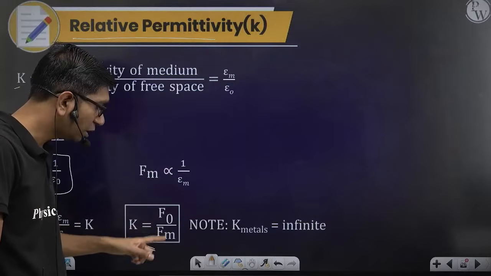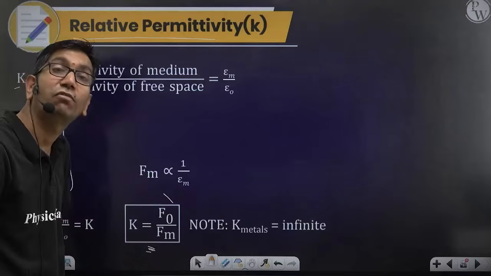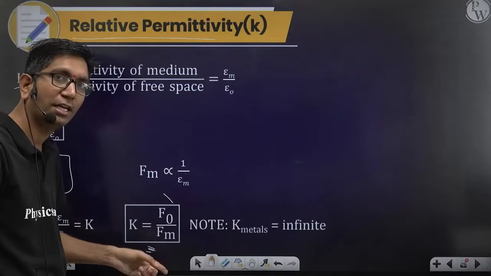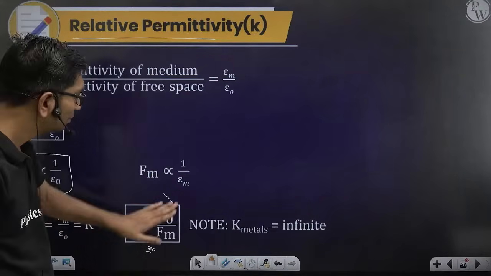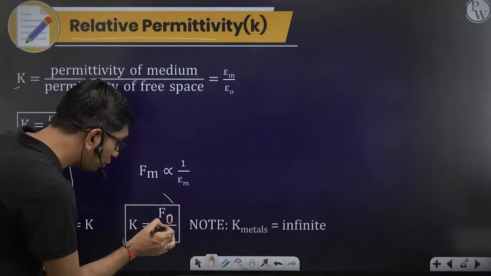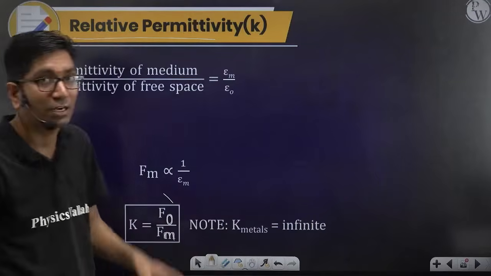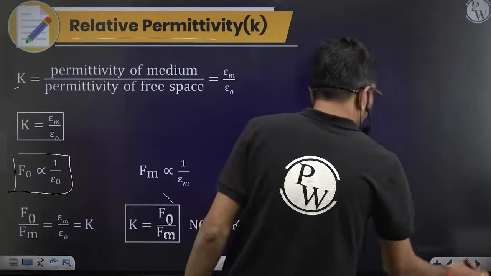So F naught by Fm. Sir, how to remember? In the numerator it is free space and in the denominator it is medium, right? Remember ohm, ohm, ohm, ohm. Remember this one, beta. So for metals K value is infinite, just remember that one.